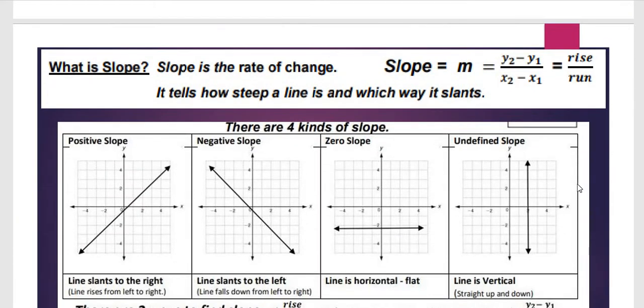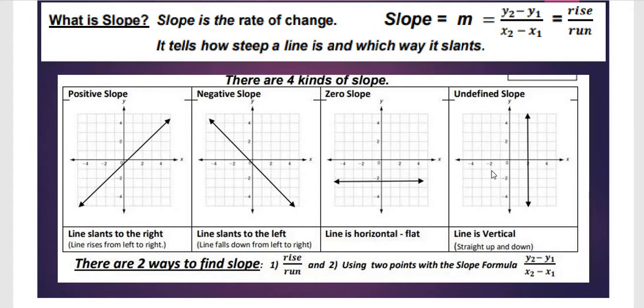So let's move on. What is slope? This is a review. Slope is the rate of change. Slope you can find using the formula y sub 2 minus y sub 1 over x sub 2 minus x sub 1, which is also the same thing as saying rise over run. So there are 4 different kinds of slopes. Right here you always read the graphs from left to right.